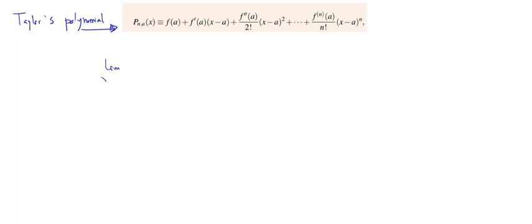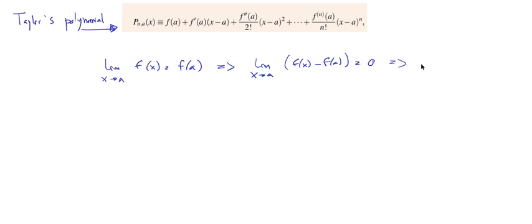So we have that the limit when x goes to a of f, if f is continuous, is f at a, right? But this is equivalent to saying that the limit when x goes to a of f at x minus f at a is going to be 0. But remembering what we said before about the small o notation, this means that f of x is f of a plus small o of 1 when x goes to a, because the difference between them is going to 0.